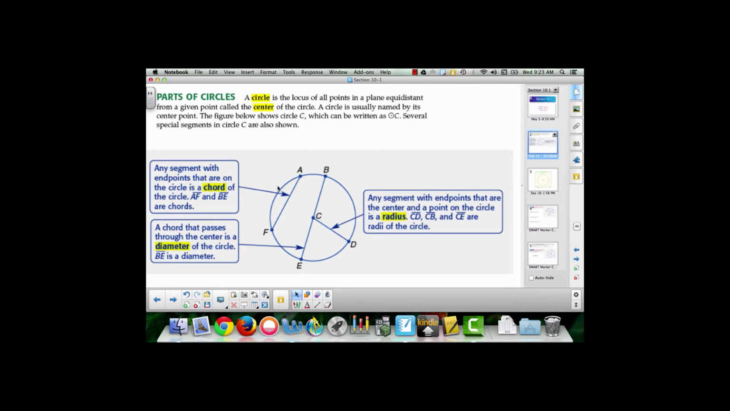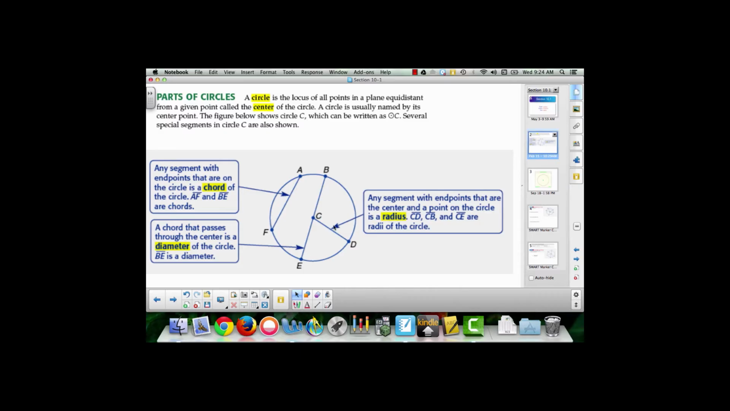A chord of a circle is a segment whose endpoints are on the circle. AF is a chord because points A and F are on the circle. BE is also a chord, but it's a special type of chord because it goes through the center of a circle. That's called the diameter.